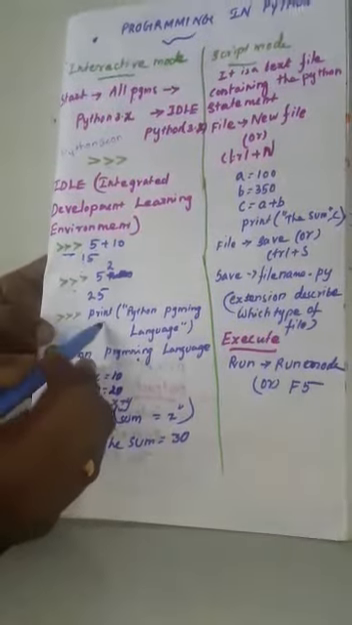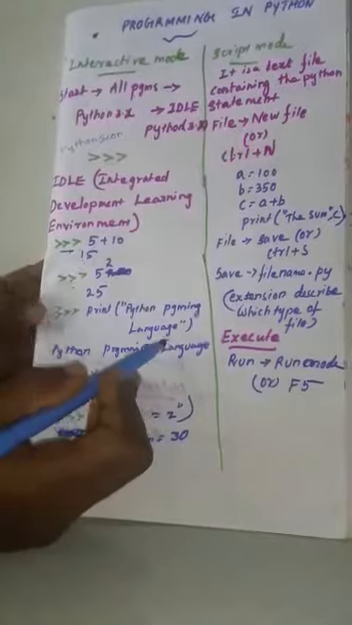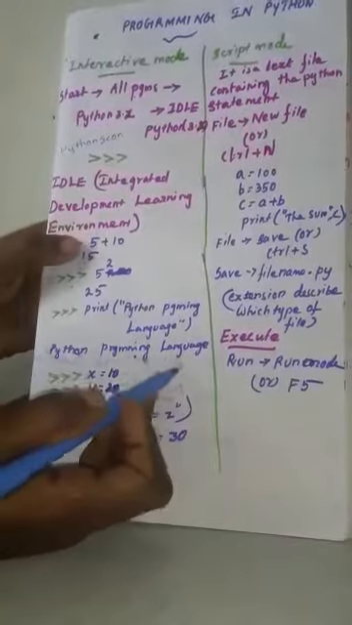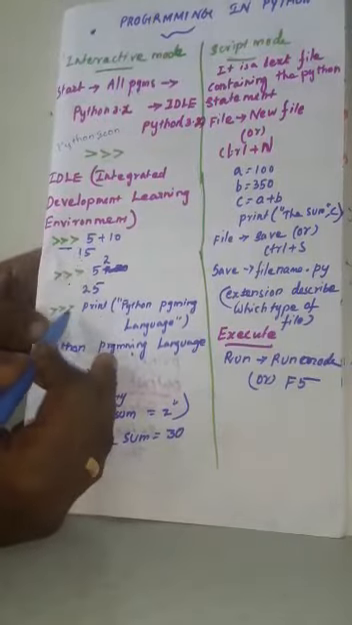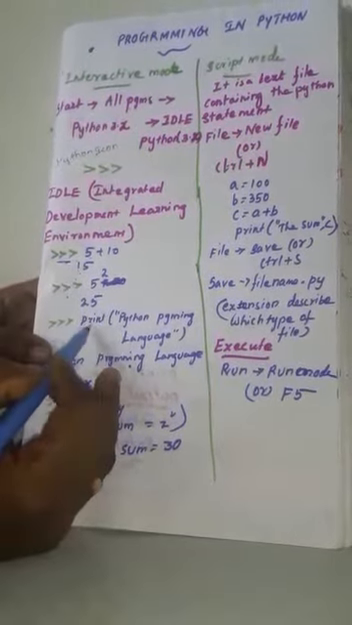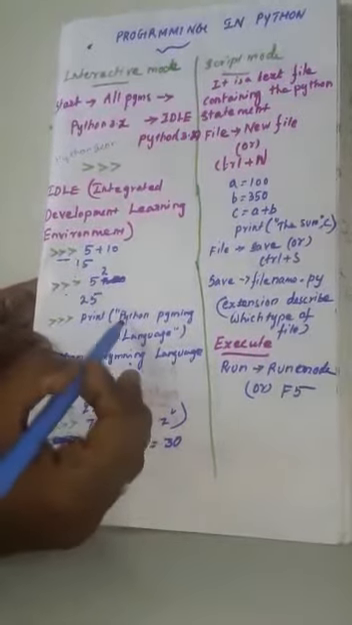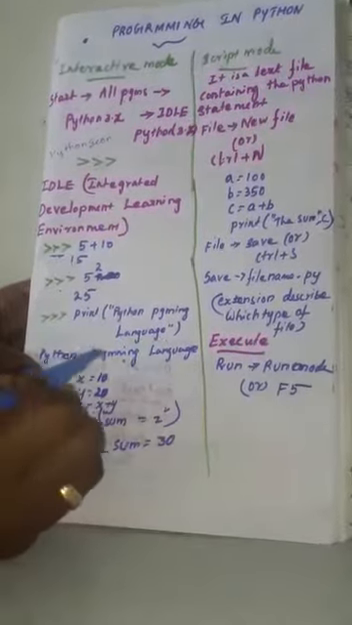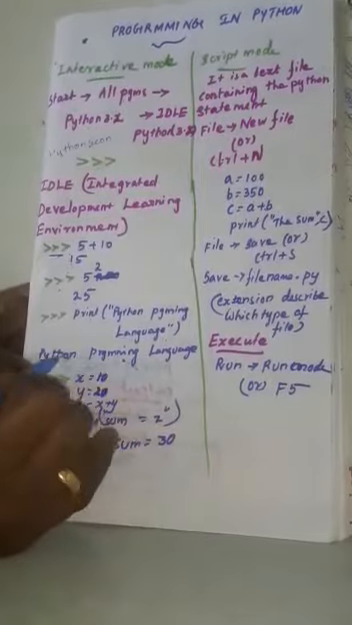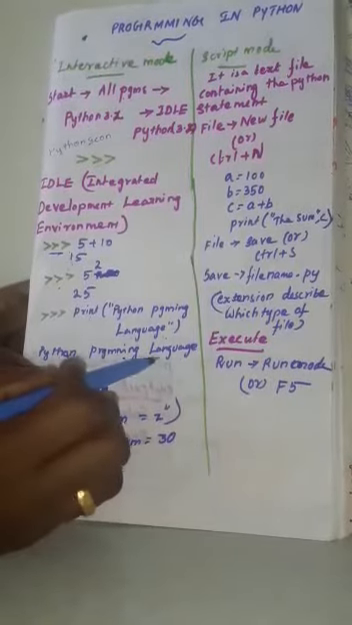Next, print. If you want to print any word or sentence, how to print? In the command prompt, you type print, then Python programming language. What is the output? Python programming language. This result will be displayed on the screen.